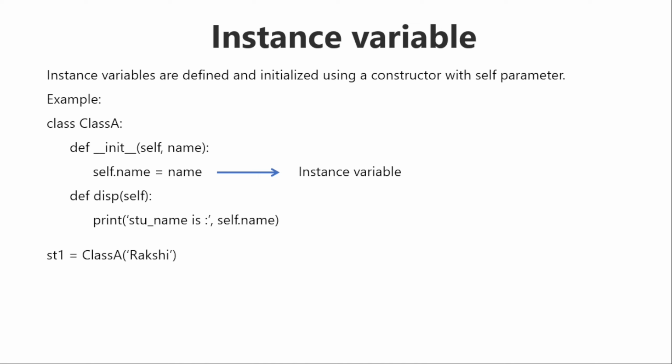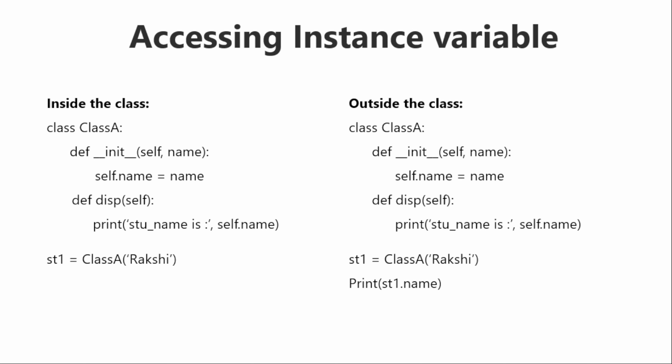So the variable which is defined inside the constructor and initialized with the self parameter is known as an instance variable. Second, accessing an instance variable, inside the class and outside the class. How this works, let us see. Here we have two cases. One is accessing the instance variable inside the class. An instance variable is a variable which will be initialized and defined inside the constructor with the help of the self parameter. So first one, inside the class.